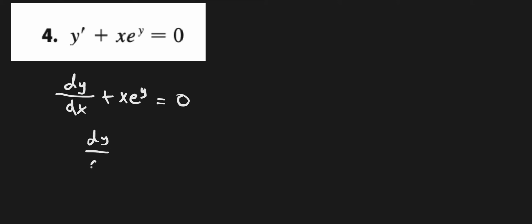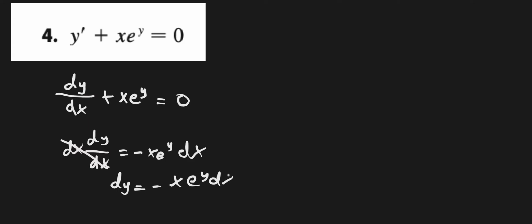So this is just going to be dy/dx is equal to negative x e to the y. We can multiply by dx here and here. So dy is equal to negative x e to the y dx. So this is just going to be e to the negative y dy is equal to negative x dx, right? So this is what we have.